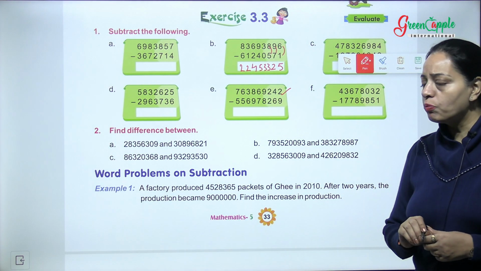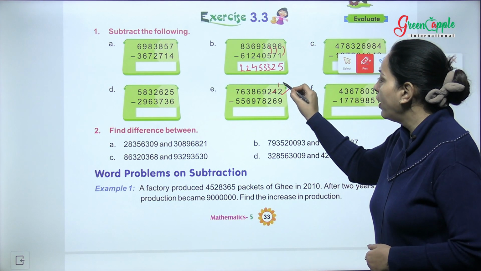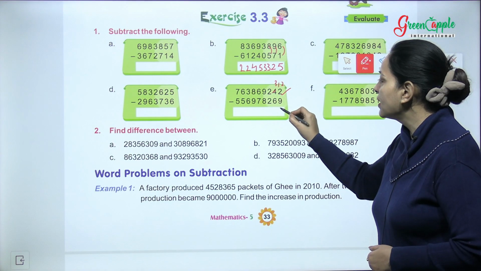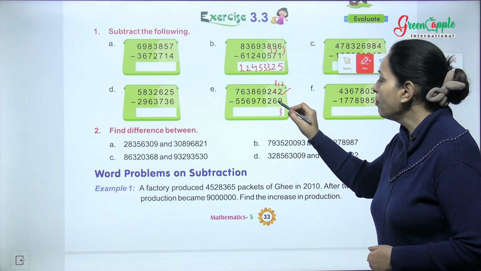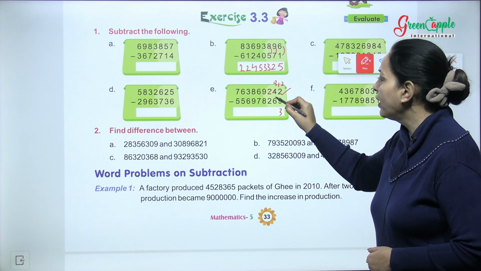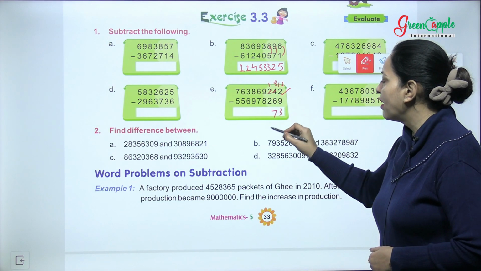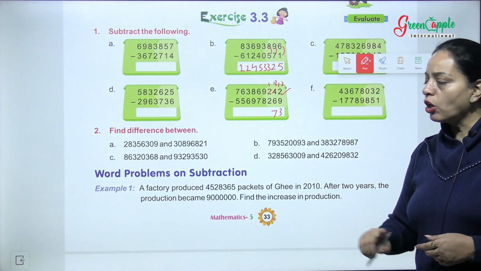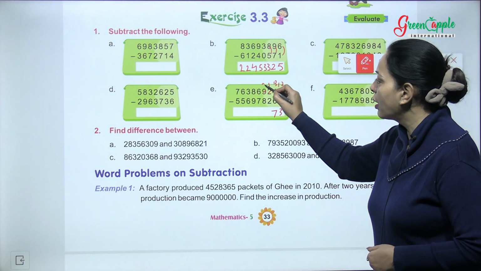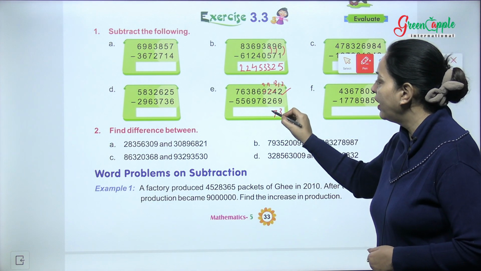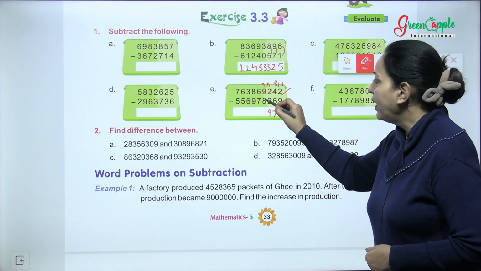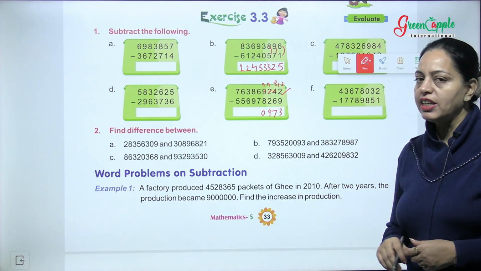2 minus 9 not possible. Borrow करेंगे 12. This becomes 3. 12 minus 9, 3. Now 3 minus 6 not possible. Borrow करेंगे. This becomes 13. This becomes 1. 13 minus 6, 7. Now 1 minus 2 not possible. Borrow करेंगे. This becomes 8 and this is 11. 11 minus 2, 9. 8 minus 8, now 0.